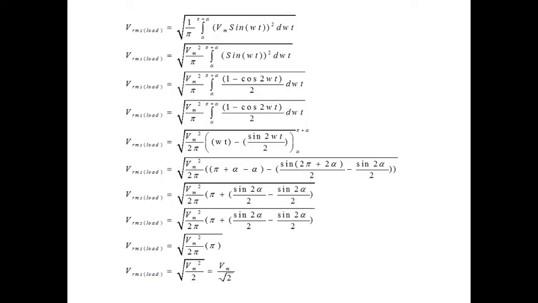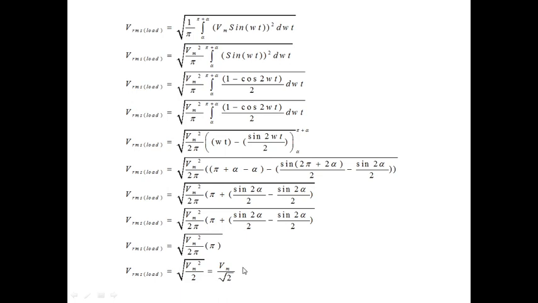Next, the RMS value of the load voltage. The same waveform, alpha to pi plus alpha, Vm sin squared omega t d omega t. Sin squared omega t is 1 minus cos 2 omega t by 2. Integrating, we get omega t minus sin 2 omega t by 2, with limits alpha to pi plus alpha. The sin 2 alpha terms cancel each other, pi cancels, and we get Vm by 2, that is Vm by root 2.